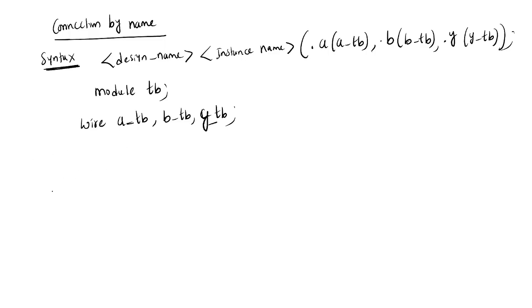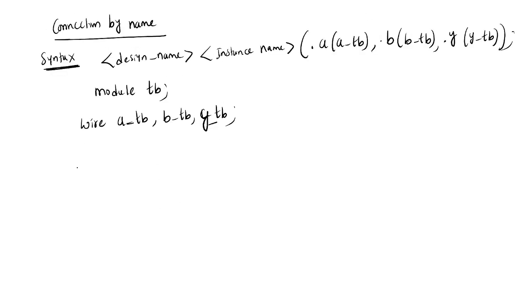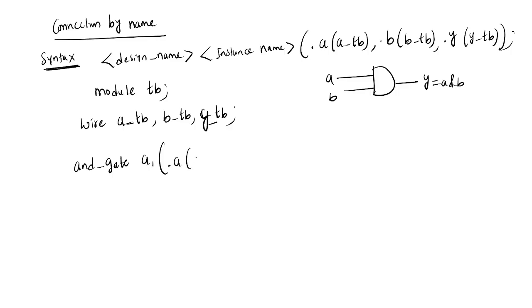Okay. Next, what is my design name? AND gate. So and underscore gate, and next the instance name. Let us take my instance name is A1. Y equal to A and B. So instance name is A1. Okay. Dot A bracket A underscore TB, comma dot B bracket B underscore TB, comma dot Y bracket Y underscore TB.